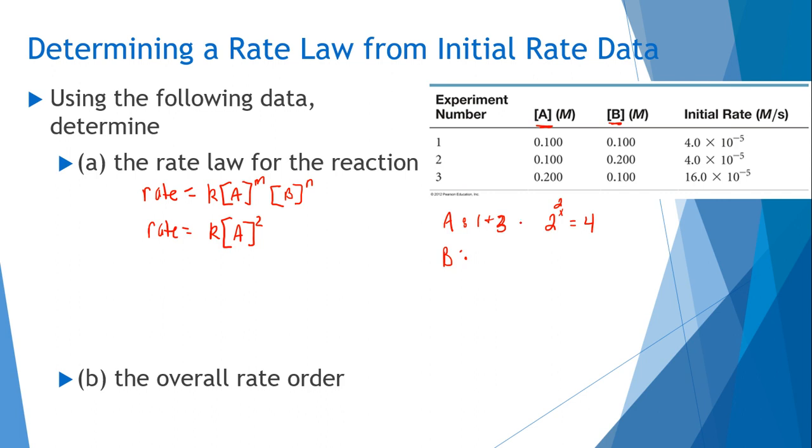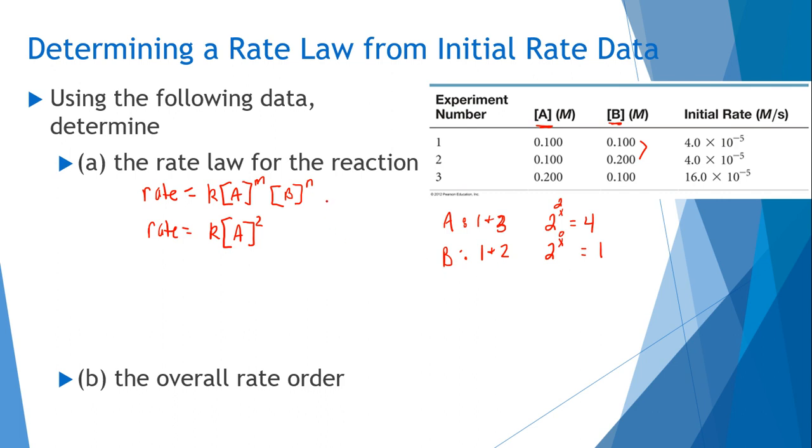Now let's focus on B. Here, we're going to look at experiments numbers 1 and 2 because that is when A stays the same. That allows us to focus on B. Here, notice that this doubles. So we're going to have 2 to the x, and then we have to look over here. Well, we're going to notice that our reaction rate stayed the same. So it's just a 1. It stayed the same. So 2 to what power gives me 1? And you're going to notice 2 to the 0 power gives me 1.